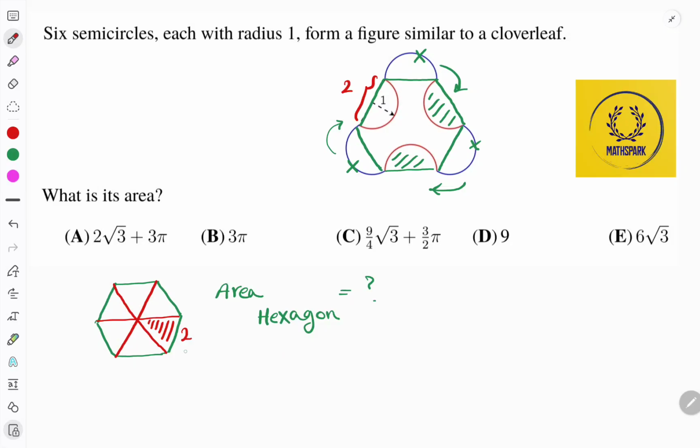Okay, so the first thing that I'm gonna do is to find the area of this equilateral triangle and then multiply by 6 because we have 6 triangles. So the area of hexagon is area of 6 equilateral triangles.